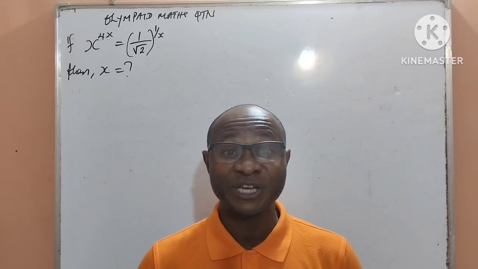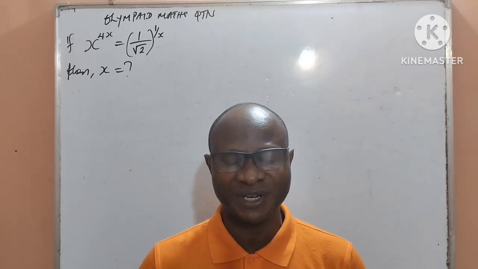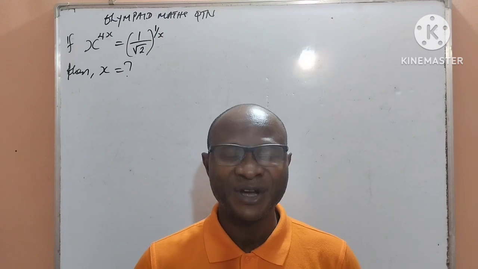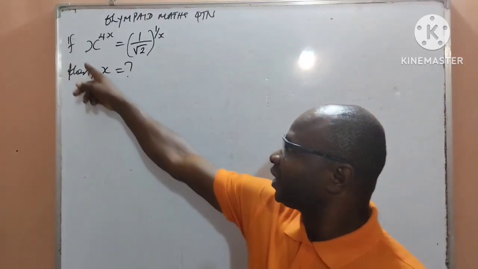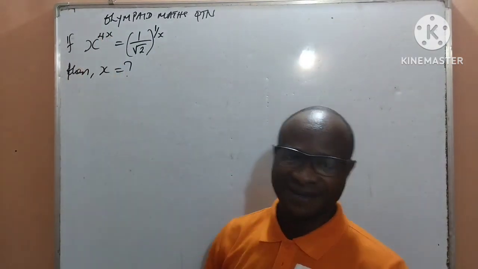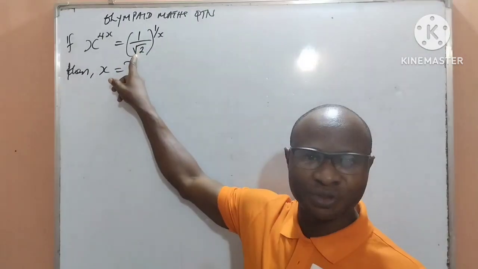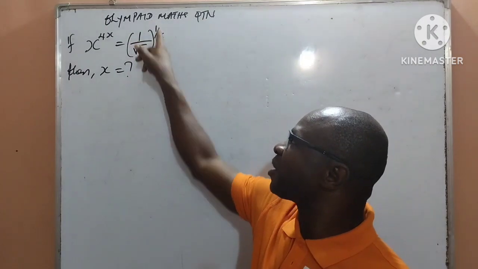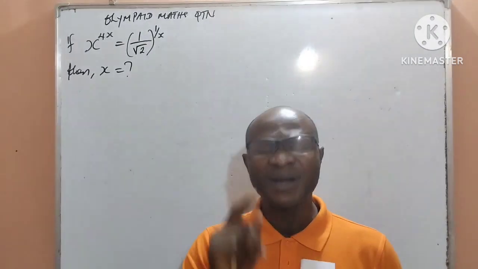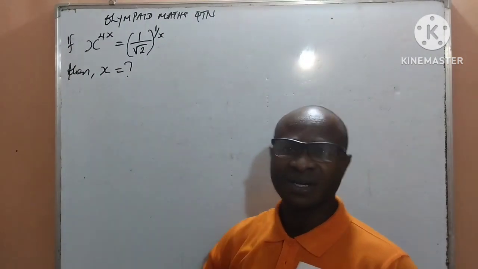In today's math class, we shall be taking an Olympiad math question. It is given to us to solve: if x raised to the power 4x is equal to 1 over the square root of 2, all raised to the power 1 over x, what then should be the value of x?